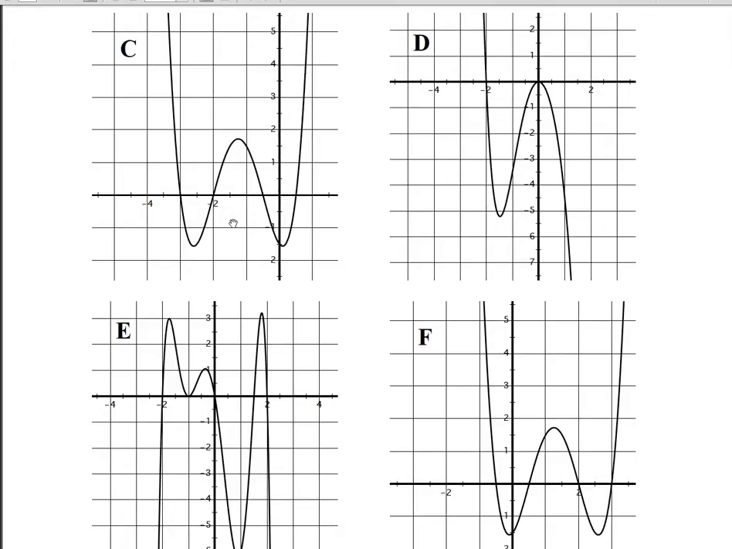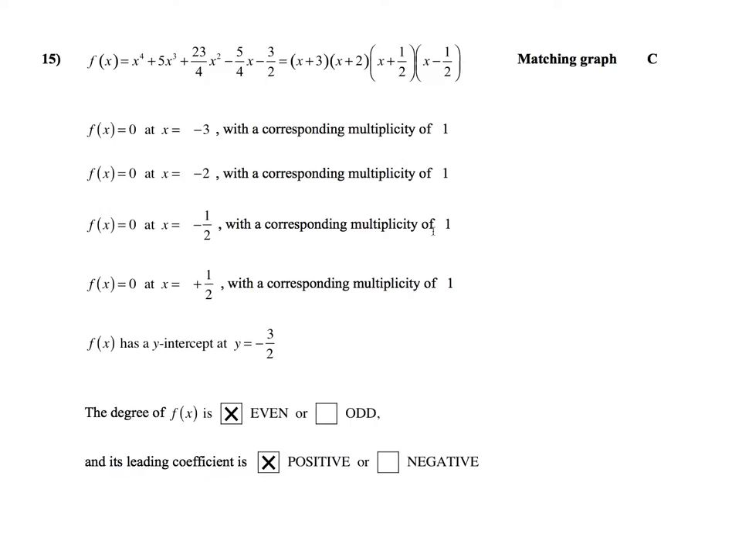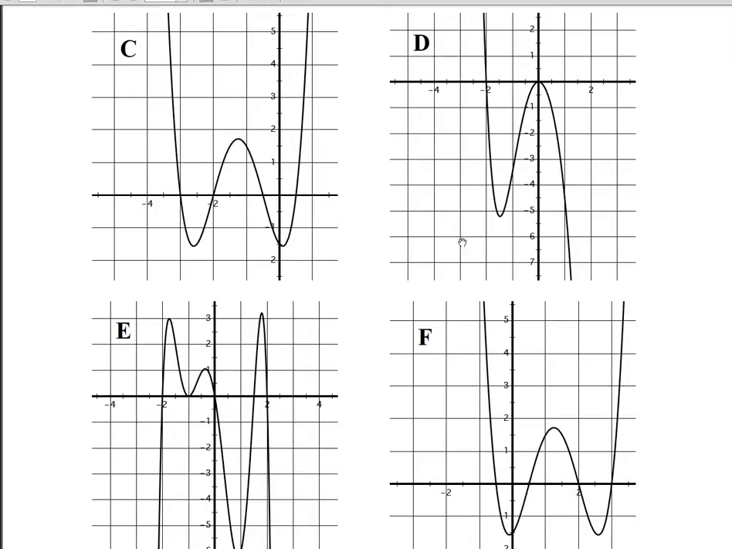So what distinguishes them is the fact that 3 of the zeros for this graph are negative, and 3 of the zeros for this graph are positive. And we'll go back and take one more look and see that 3 of the zeros for this function are negative, and so that means that C is the matching graph for that function.